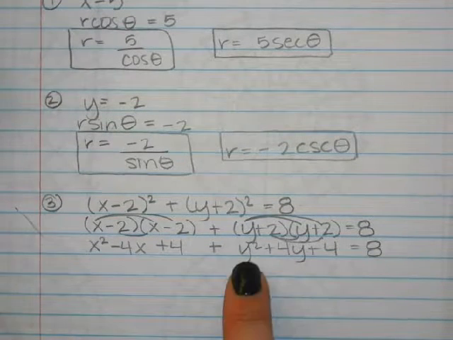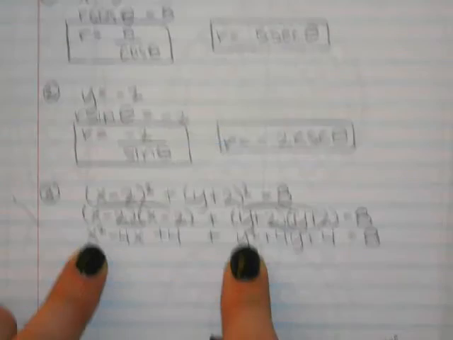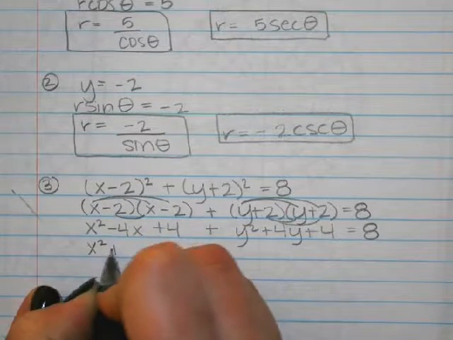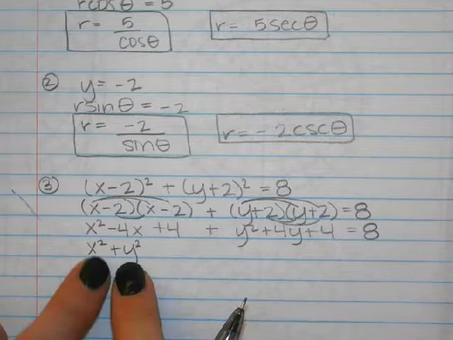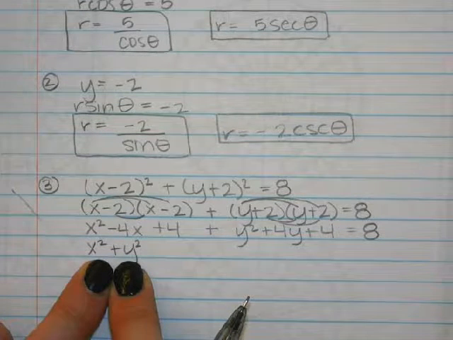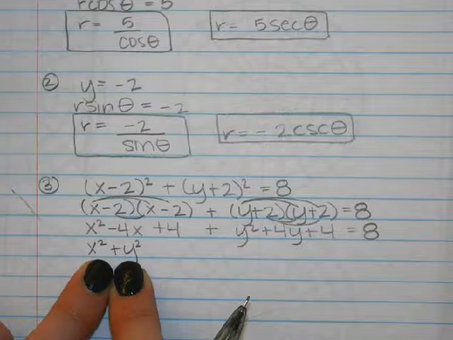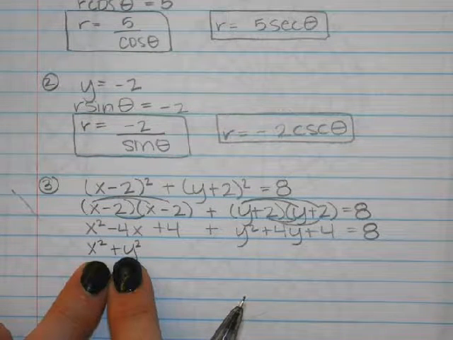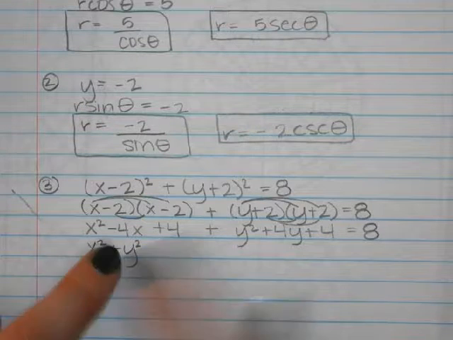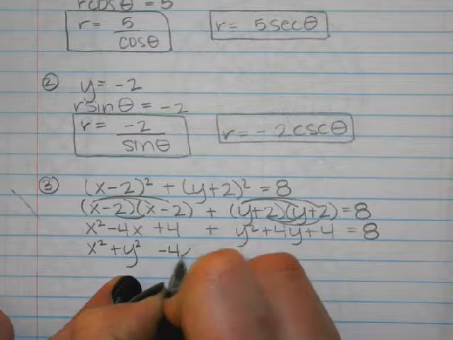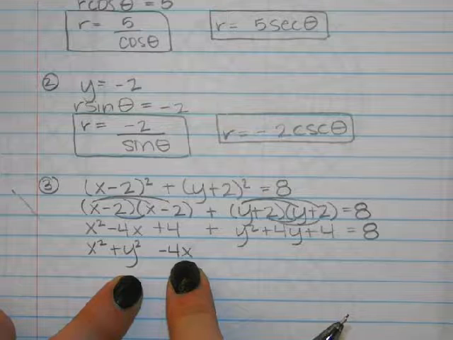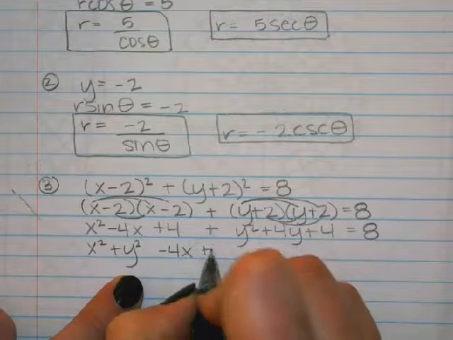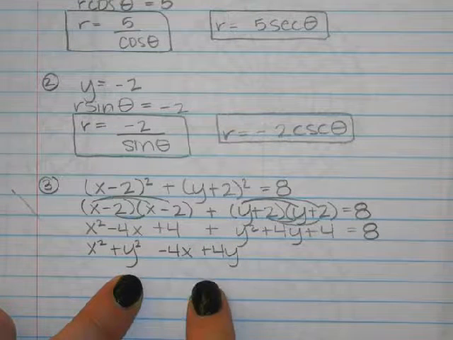So what I'm going to do now is I'm going to write the x squared and the y squared next to each other, x squared plus y squared. And what's the benefit of being able to have both of those? What substitution do I have for that? That's r squared. So that worked out kind of nicely, right? And then we have a negative 4x, and we know that we can substitute for x. So that one's pretty good. And then we have a 4y, and I know that I can substitute for y, so that's good.